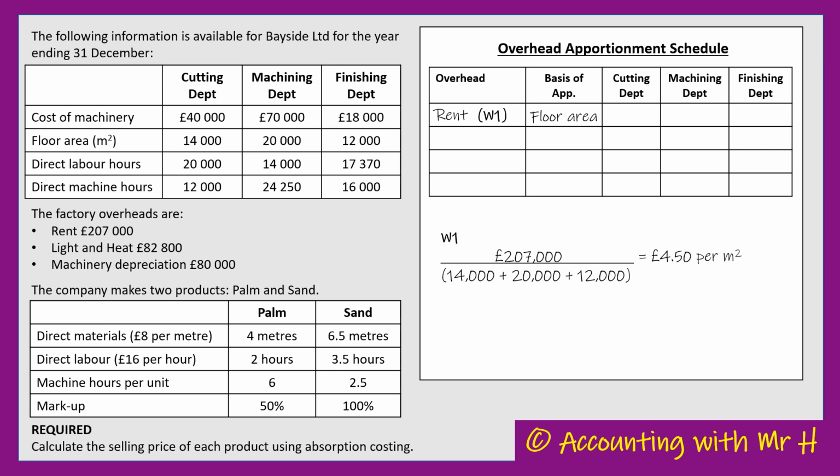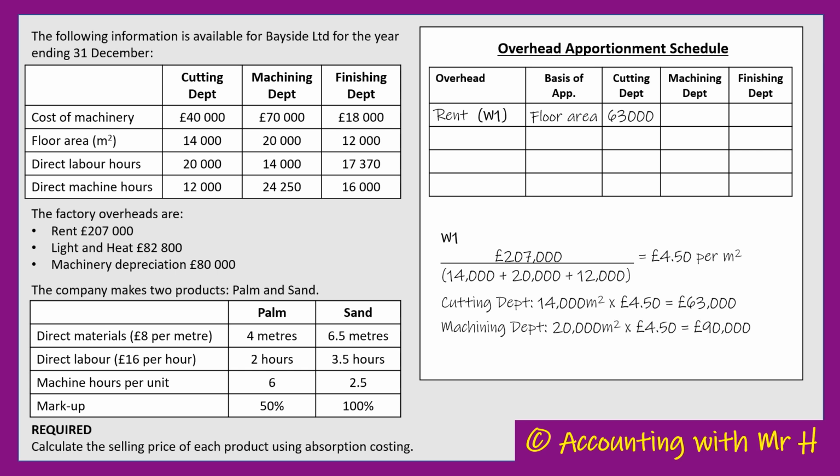And now all I've got to do is multiply it back again to each department. So the cutting department, we've got 14,000 square metres. That's how big that department is. So cutting department then 14,000 square metres at a rate of £4.50 rent per square metre. £63,000 has got to go to the cutting department. So that's the share of the rent that the cutting department is taking. And then I'm going to do the same logic for the machining department. You can see that gets us 90,000, and the finishing department 54,000.